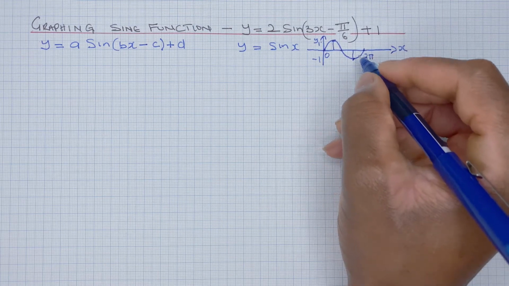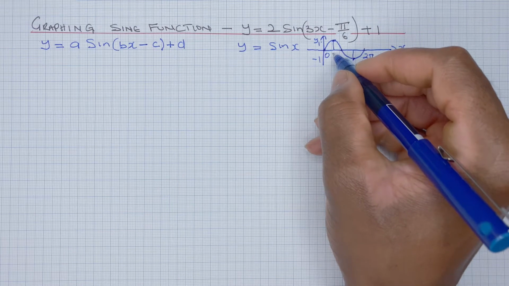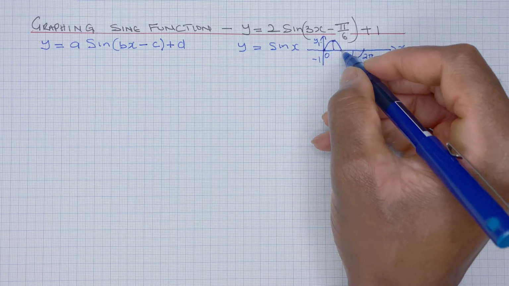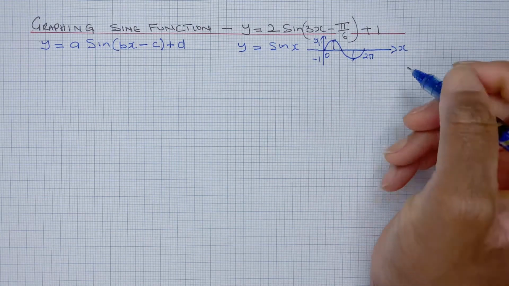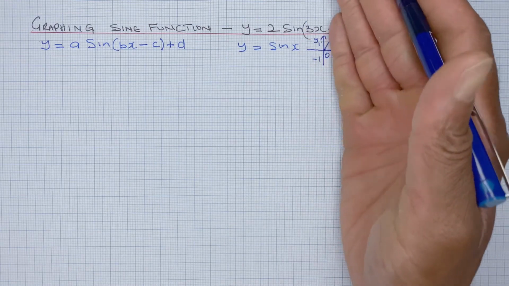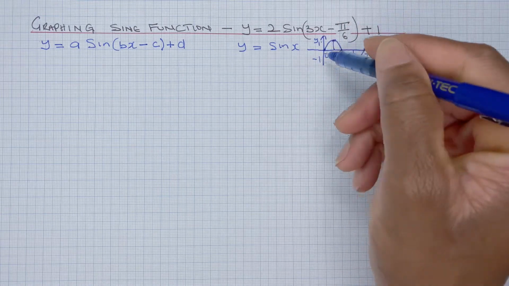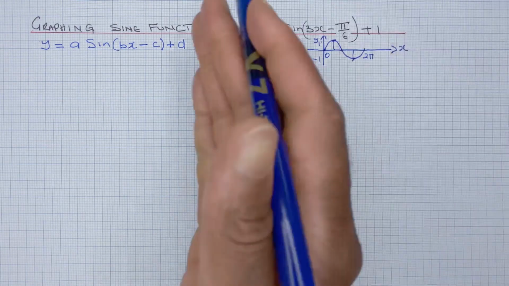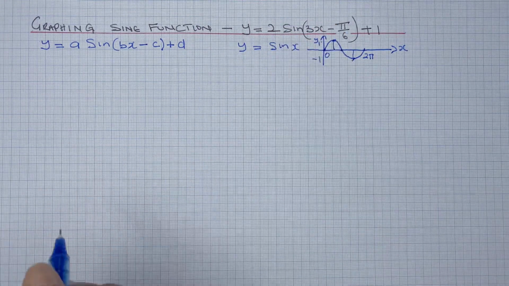The first part is from 0 to 90, so that's π/2. And then from 90 to π, and then from π to 3π/2, and then 2π. And that is what we call the x-axis scale, because you've divided it into 4 parts. So it's easy to plot. You just go that, that, that, and that. So we're going to do the same for our function, and that's what we're going to do next.